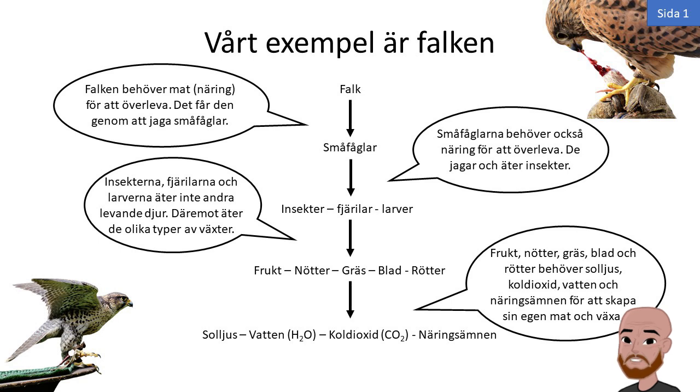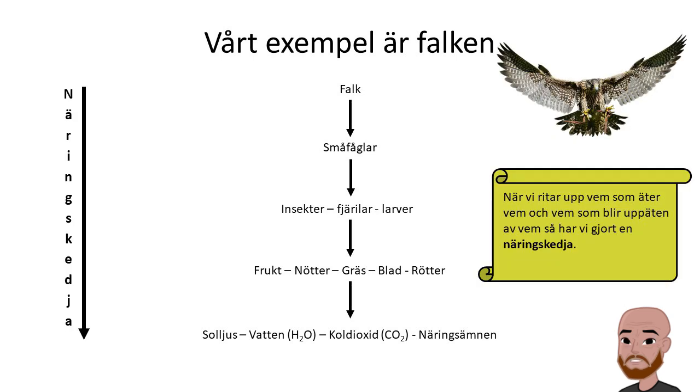But small birds also need nutrients to survive, and they need to do the same. However, they hunt something smaller, such as insects, butterflies, and larvae. The insects, butterflies, and larvae do not eat other living animals. Instead, they eat various types of plants. These plants, such as fruits, nuts, grass, leaves, and roots, need sunlight, carbon dioxide, water, and nutrients to grow and produce their food. And when we draw who eats whom, as we have done here, we get a food chain.